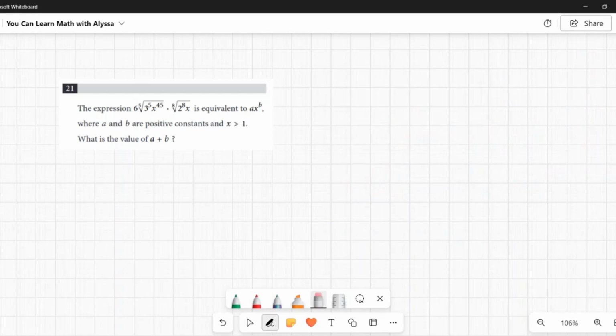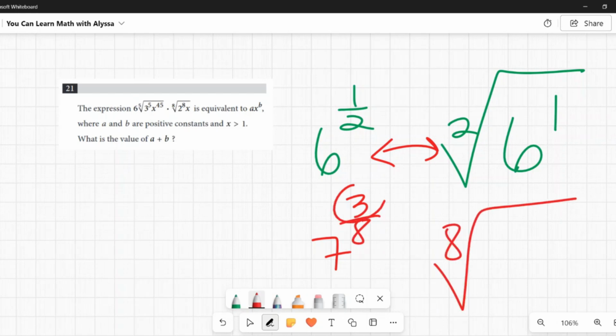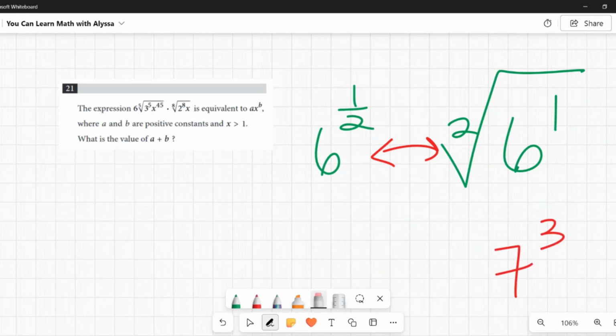That's our first principle. Another one is that we can change roots to exponents. So 6 to the power of 1/2 is the second root of 6 to the power of 1, or the square root of 6. It doesn't matter what these numbers are, this same pattern applies, and you can go back and forth. So if I had 7 to the power of 3/8, that bottom number becomes the root, and the top number becomes the power inside. Again, you can go back and forth. This is going to come into play.